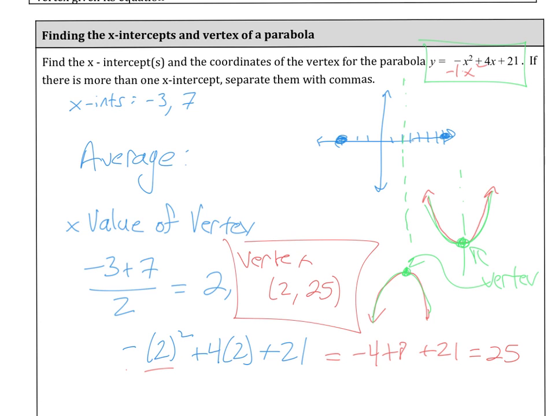The quick recap, because I did so much talking: once you know these x-intercepts, find their average to find the number right between them. That'll give you the x value for your vertex. Take that, plug it into the function that relates x and y, and find the y value. Be careful with your calculations. Good luck.